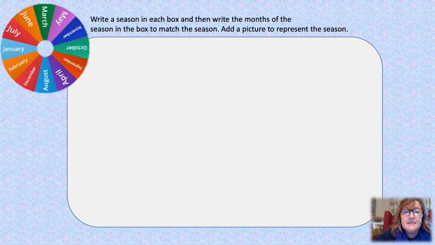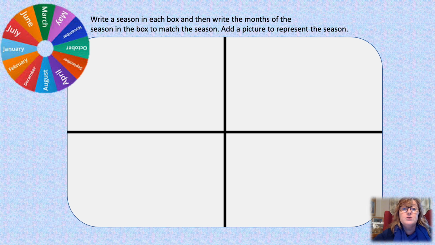We're going to split our piece of paper into 4. So you're going to draw a pencil line down the middle, and then you're going to draw a pencil line across the middle. Okay, so you have split your piece of paper into 4. You have got 4 quarters. In each of those boxes, you are going to write the 3 months that go into that season.